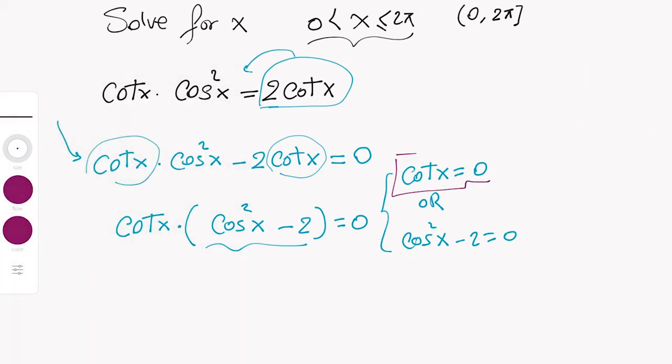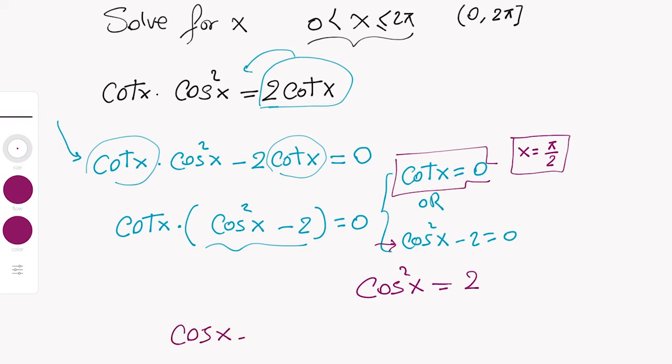Cotangent of x equal to 0. If you look at the unit circle, we get 0 at pi half. So when x equal to pi half, cotangent of that equal to 0. There is only one solution. The next equation is cosine square of x minus 2 equals 0. So we get cosine square of x equal to 2. And take the square root. Then cosine of x equal to plus minus radical 2.